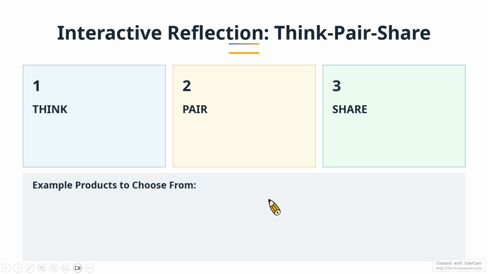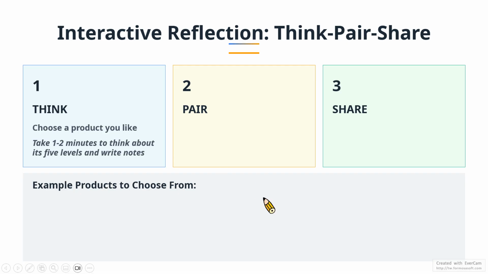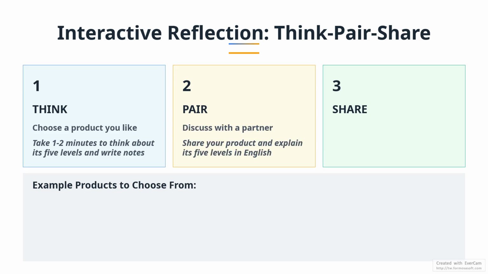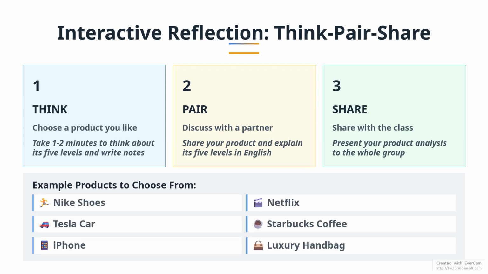Now it's your turn. Let's do a quick activity. Think, pair, and share. Step 1. Think about one product you love. Maybe a Nike shirt, Netflix, or Tesla. Step 2. Write down its 5 product labels. Step 3. Share your idea with your classmates. This activity helps you connect a theory with real life and practice using English to explain marketing ideas.